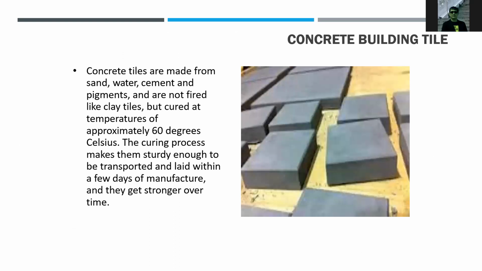Okay, so concrete building tiles are made from sand, water, cement, and pigments and are not fired like clay, but cured at temperatures of approximately 60 degrees Celsius. The curing process makes them sturdy enough to be transported and laid within a few days of manufacture, and they get stronger over time. This is the concrete building tile.